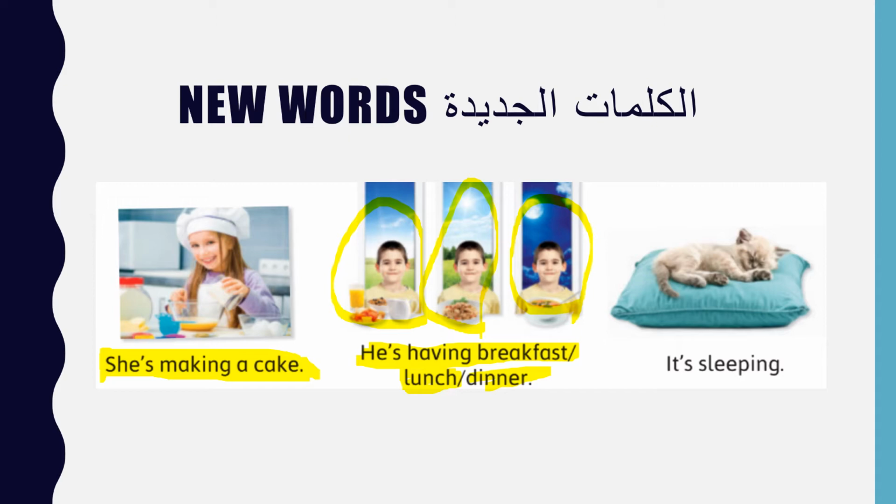And finally we have it's sleeping. It's sleeping. We are talking about this cat. It's sleeping. Okay, that's it for our new sentences or words today, and all of them are in the present progressive.